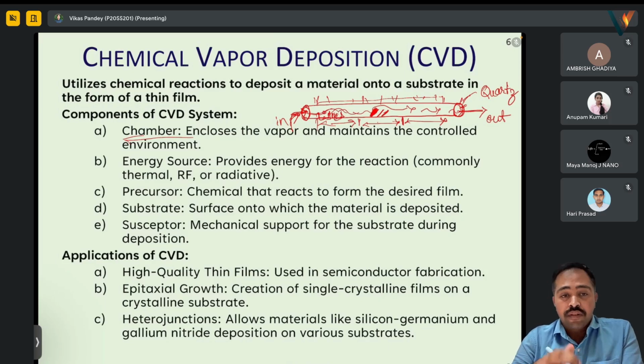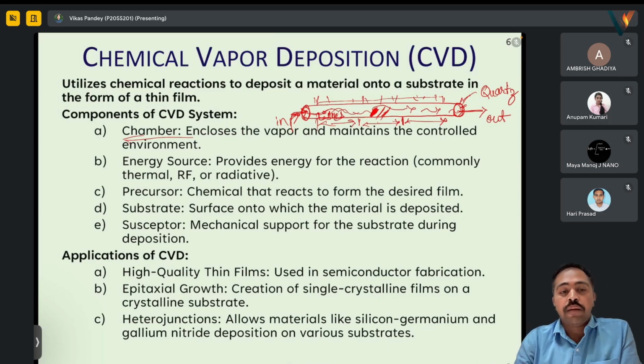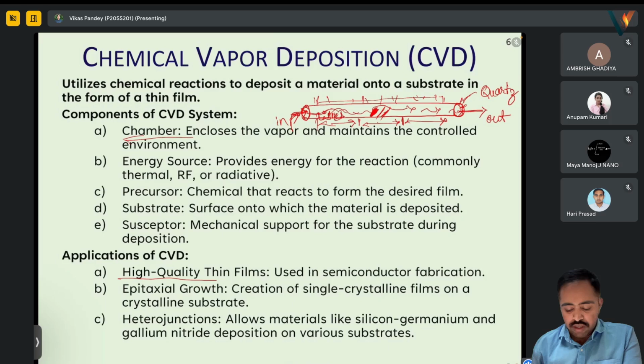And the last one is the susceptor, that is the mechanical support. Certainly these wafers I draw like they are standing there, but they cannot directly stand there. They will have to be put over some support, that is the susceptor. What are the applications that CVD is used for? It is used for high quality thin films, especially used in semiconductor fabrication.